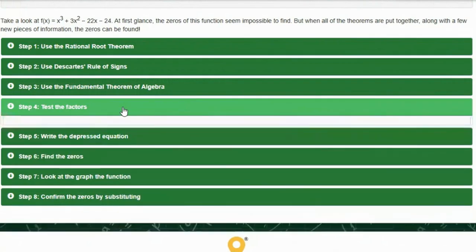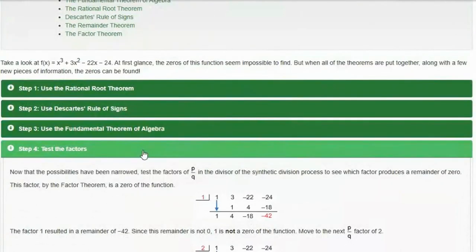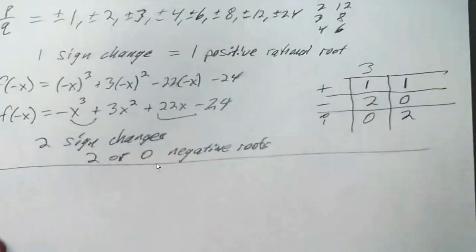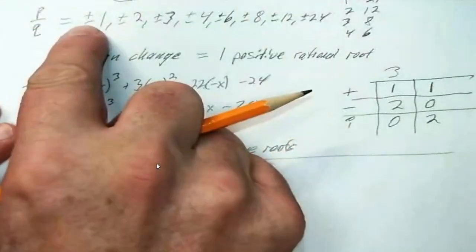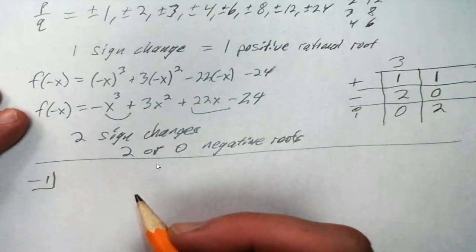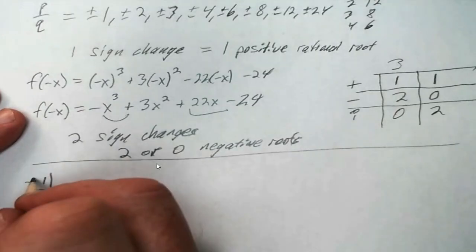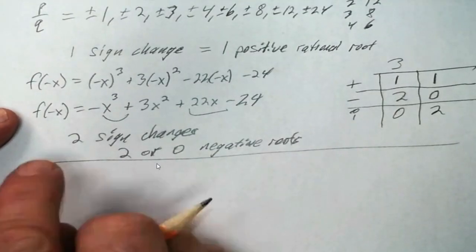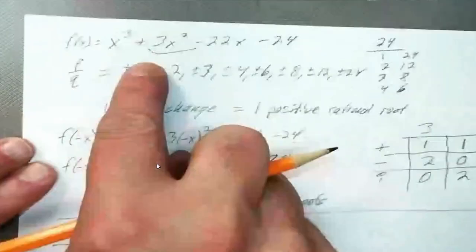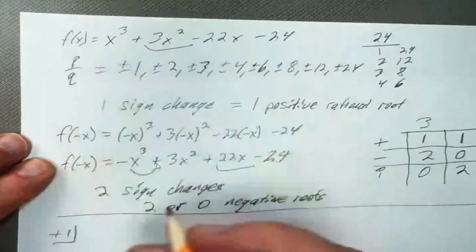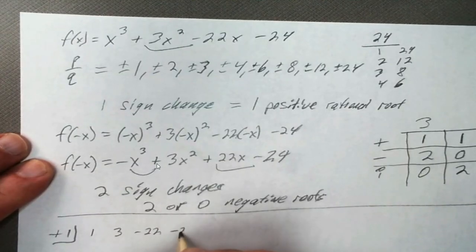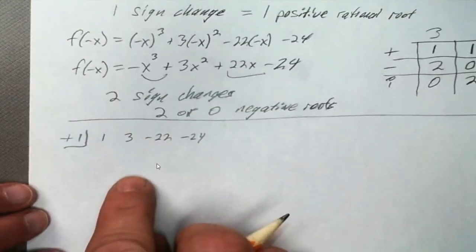Now we start testing the factors. So let's start going through them. This is where we use our synthetic division to start narrowing it down. So the first one we're going to check is a positive 1. Oh, wait, no, we do divide by positive 1. Positive 1 is the root. It'd be x minus 1, but positive 1, we're going to check the 1 first. So with our synthetic division, we just pull the coefficients of 1, 3, negative 22, and negative 24. And we're going to test the root of 1 first.